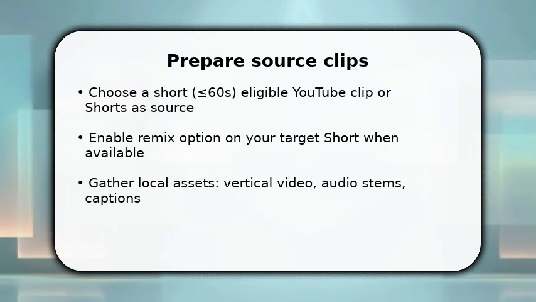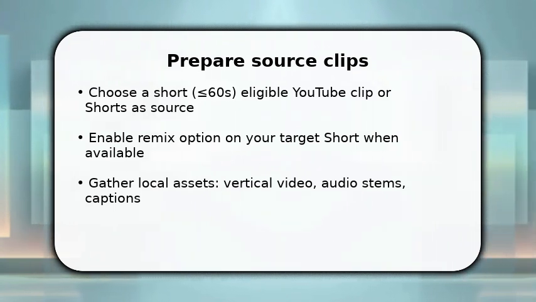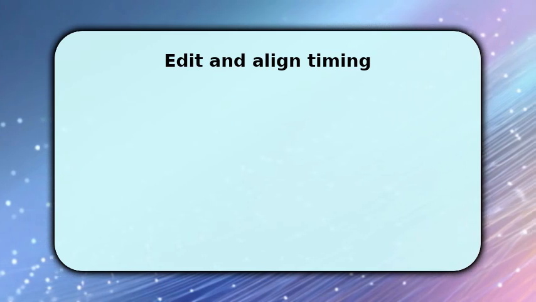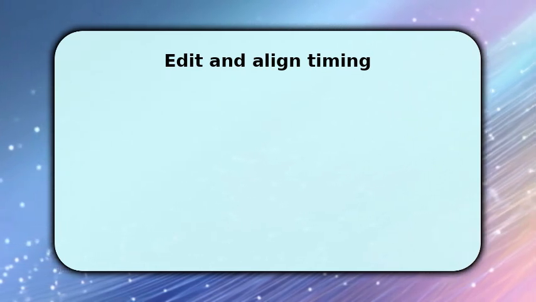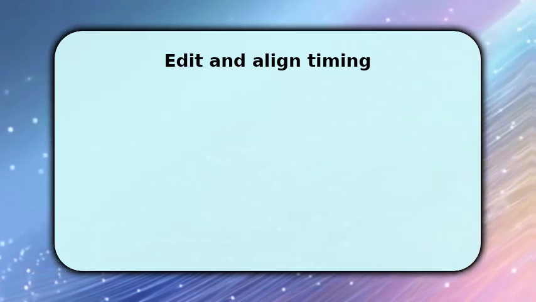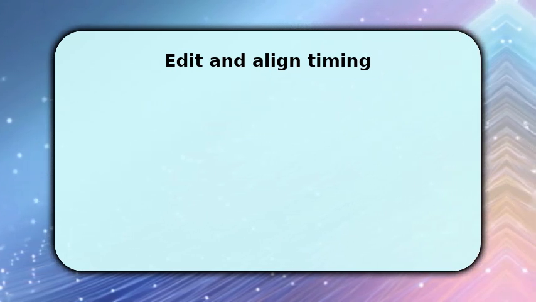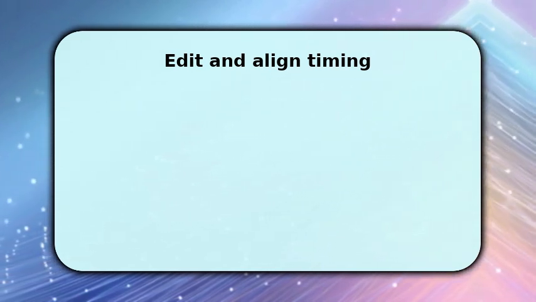You now enter the detailed editing phase where timing matters. First, trim the source to the strongest hook and remove dead space. Next, align your audio and video so beats match cuts. Speed can be nudged up to 10% to maintain rhythm without artifacts.